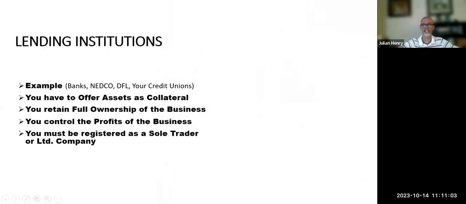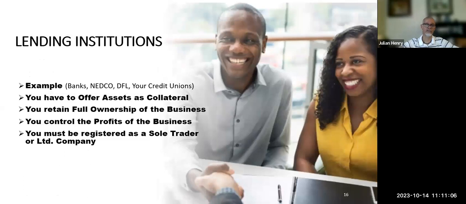Lending institutions like a NEDCO or commercial banks, or Republic Bank, FCB, DFL, GMMB, all of these lending institutions.